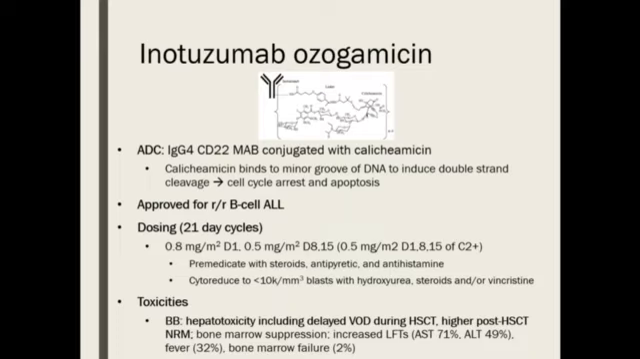We do have a black box for hepatotoxicity, including delayed VOD during stem cell transplant. So if you receive inotuzumab before your stem cell transplant, even if it's weeks prior, it does increase your risk for veno-occlusive disease post-stem cell transplant. It actually was found to lead to higher post-stem cell transplant non-relapse mortality, which is, of course, not one of our goals here. Toxicity includes bone marrow suppression, but also, as you would have guessed, a big increase in liver dysfunction. It can even lead to bone marrow failure in some patients.